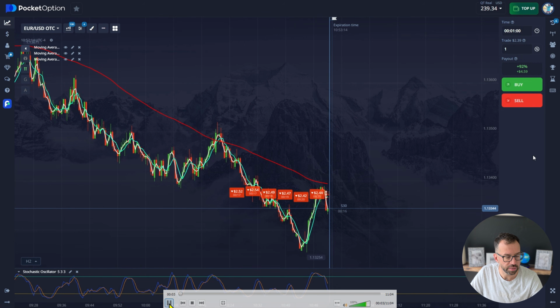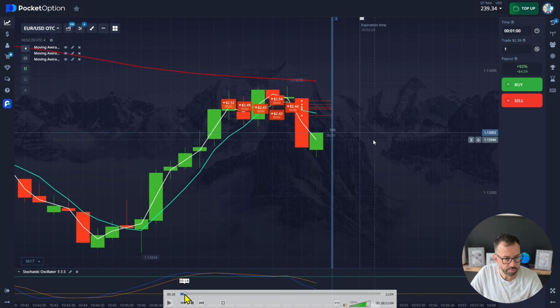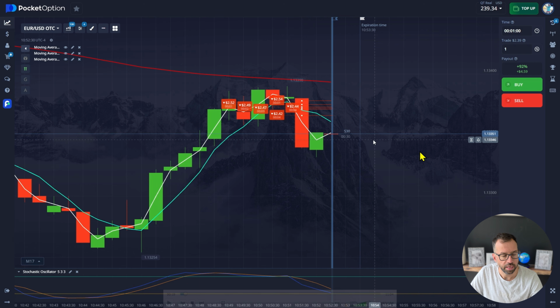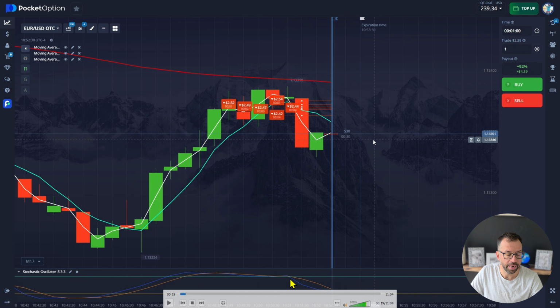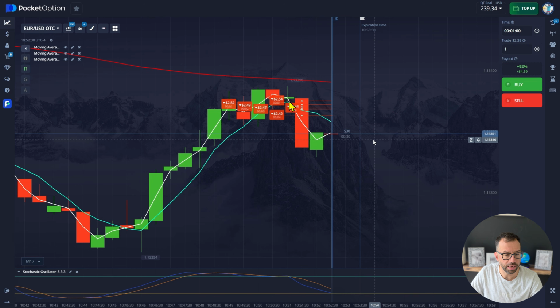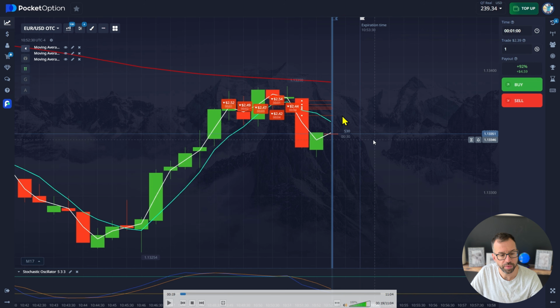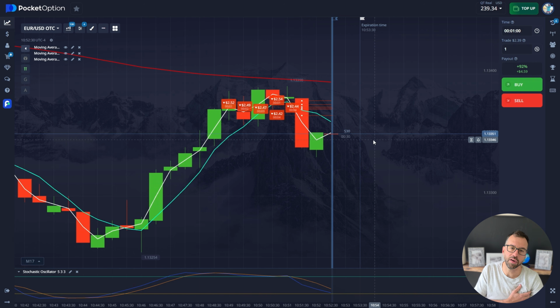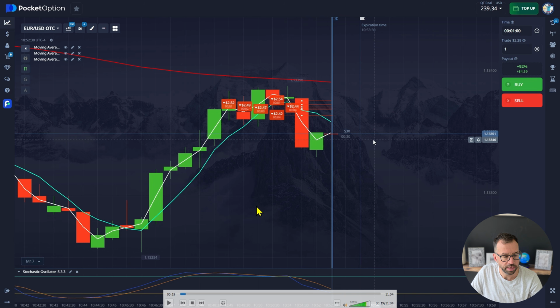So let's just move this forward a little bit here. So what are we looking at here? Well, we are under the 100. The stochastic oscillator was oversold and it started to split. And then we had the white line coming down over top of the blue. So that showed me that these confirmations were looking good. So we went ahead and made that trade.